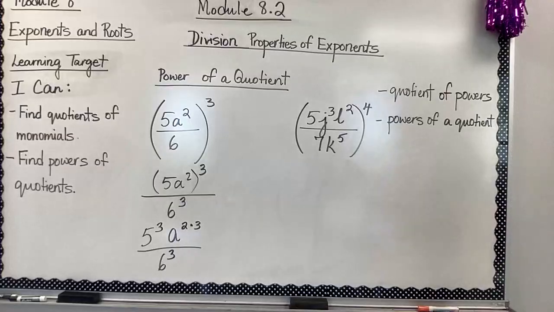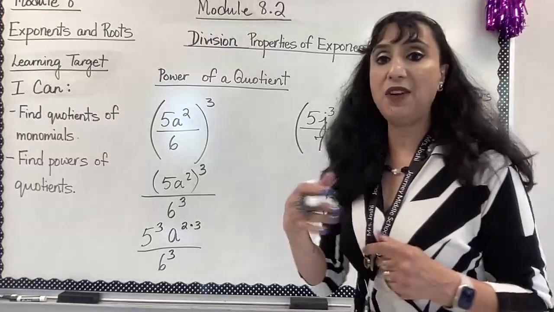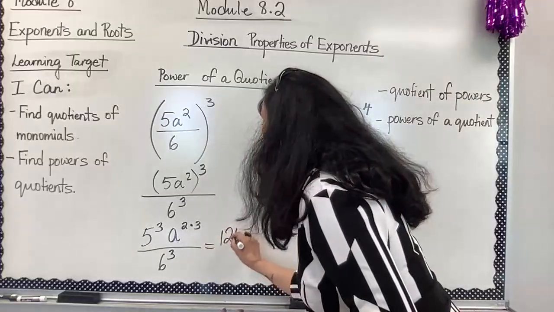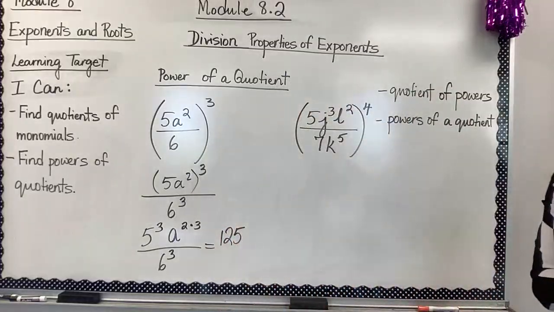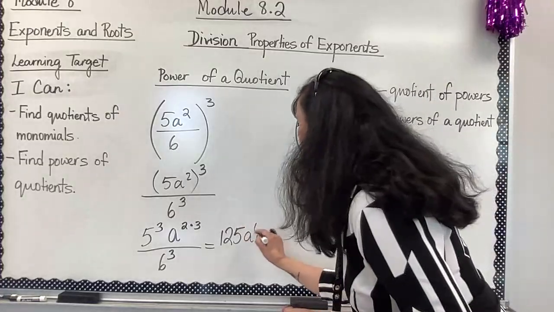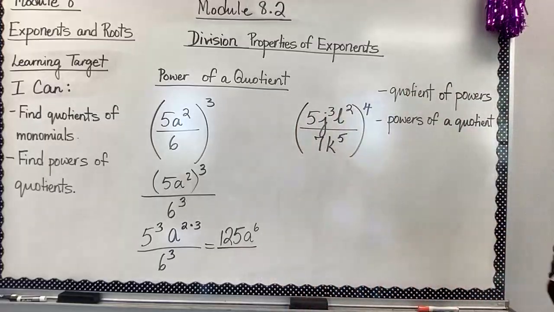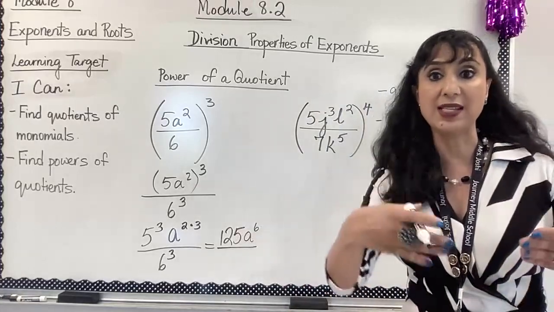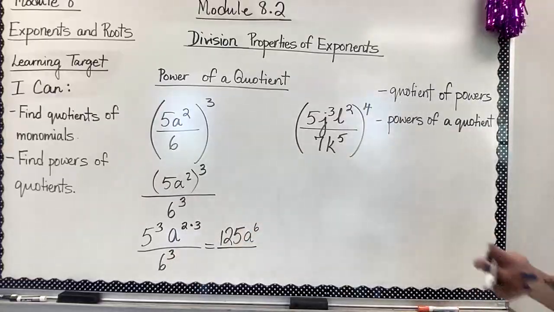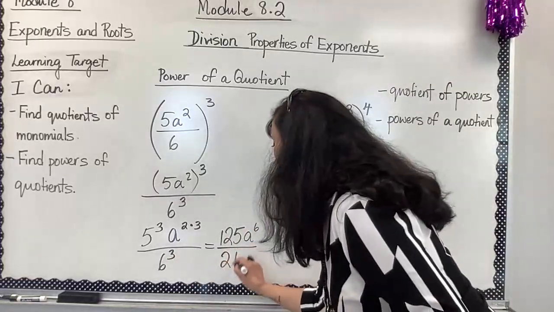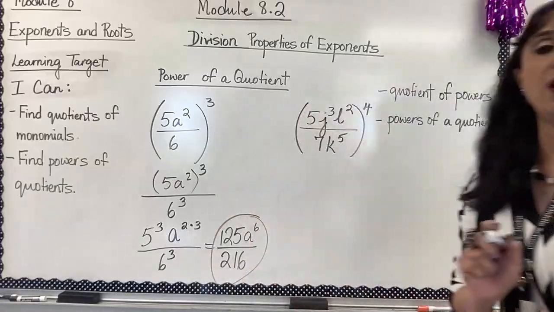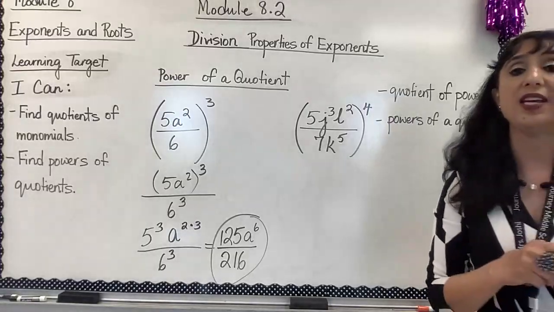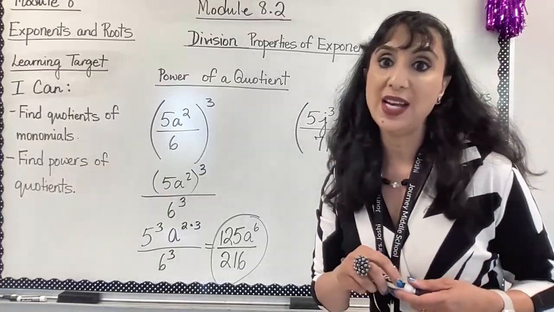And then that gives me 5 times 5 is 25 times 5 gives me 125. This is 125. And what is 2 times 3? That gives me a to the 6th power over 6 times 6 is 36, and then 36 times 6, because we have 6 times 6 times 6, and that gives me 216. So this is my simplified version of this problem. Okay, so 125 a to the 6th power over 216.